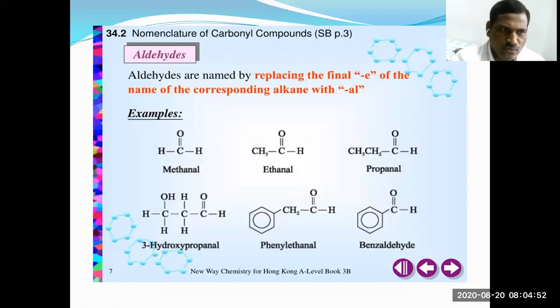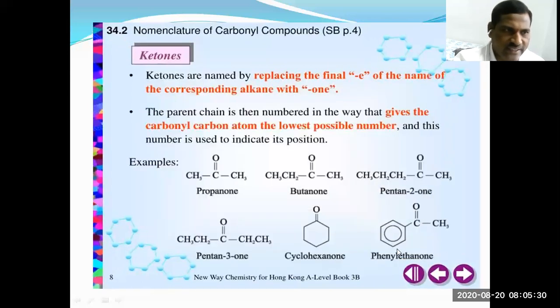So, nomenclature of carbonyl compounds. We can take the aldehydes. Aldehydes are named by replacing the final e of the name of the corresponding alkane with al. You can get the IUPAC nomenclature of aldehydes. This is methanal, the common name is formaldehyde, whereas this is ethanal, the common name is acetaldehyde. Then propanal, 3-hydroxypropanal, phenylethanal, benzaldehyde.